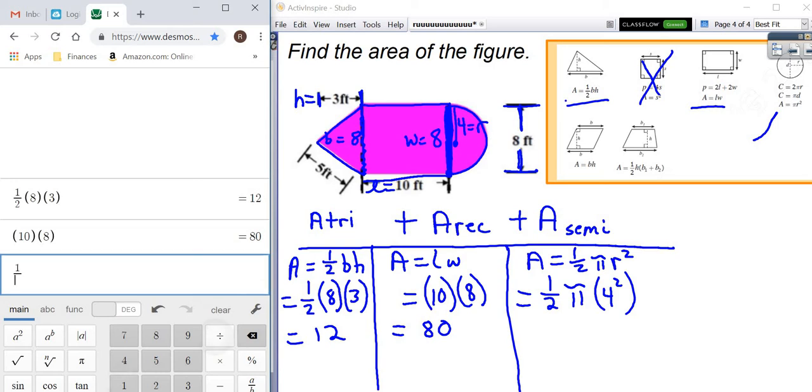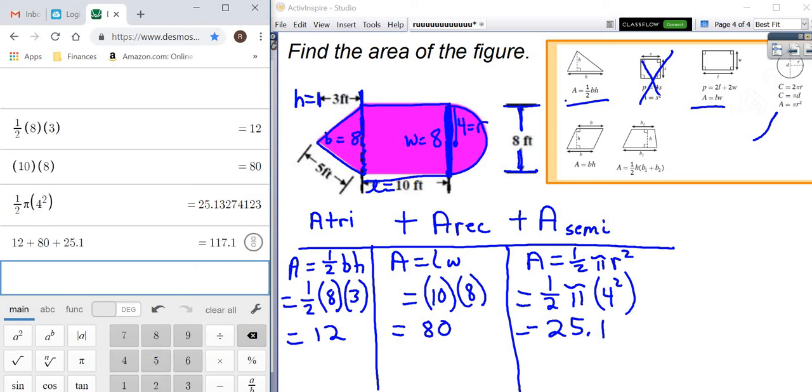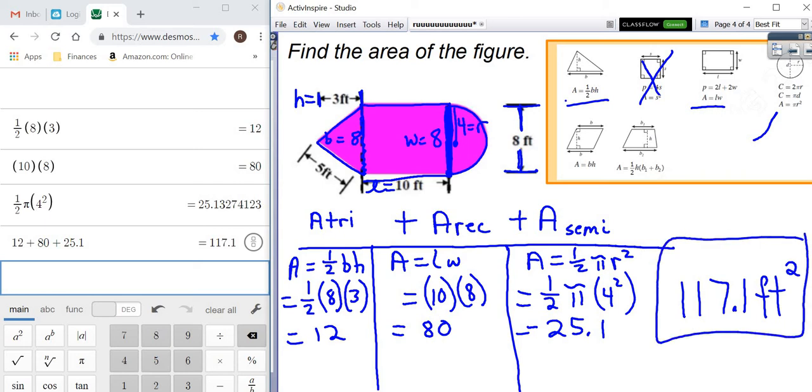And then finally, we're going to go ahead and do the area of that semicircle. 1/2, whoops, let me fix that, times pi times radius, which is 4 squared. And that gives us 25.13, etc. So I'm going to make that 25.1. Now we're going to add them all together. So I'm going to take 12 plus 80 plus 25.1, and that gives us a total of 117.1 feet squared as my total answer.